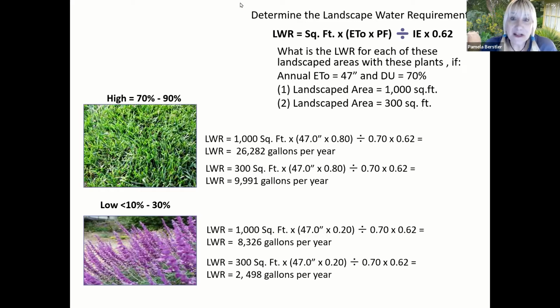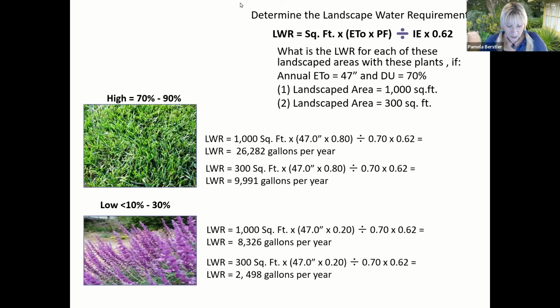So my plant factor becomes 80%. And I've been given the distribution uniformity of this irrigation system at 70%, so I can divide by 70%. I multiply by 0.62, and that will give me 26,282 gallons per year. Very straightforward, isn't it? If you do this exercise, it's really kind of rote memory, just learning how to use the formula and to be able to very quickly come up with landscape water requirement.